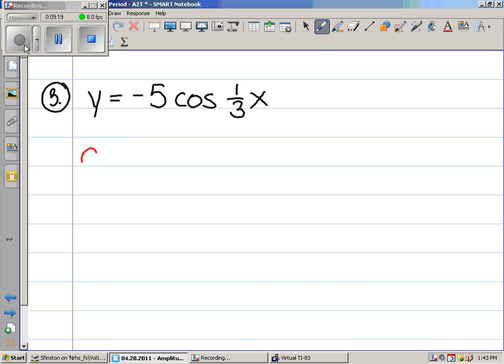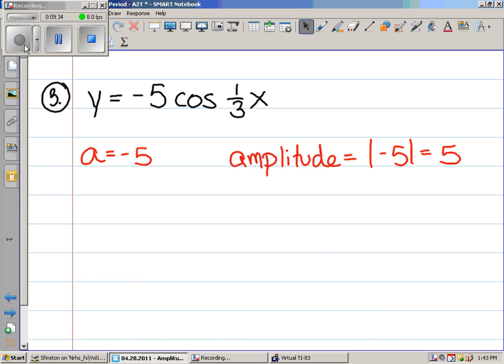So we got number 3. What's the amplitude if A is -5? Very nice, guys. Yeah, the amplitude is the absolute value of -5. That's just 5. What's the frequency? Yeah, the frequency is just that B number. Frequency is a third. In other words, you would see a third of the graph between 0 and 360.